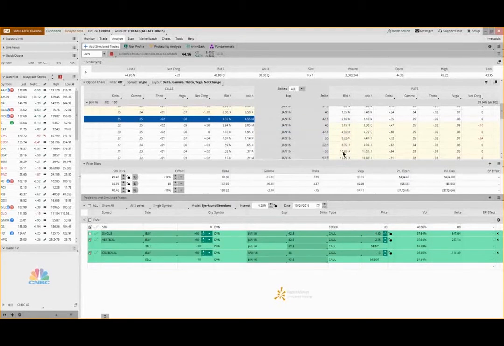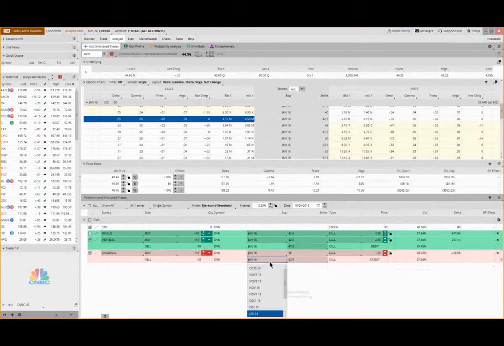put on a diagonal here. So for a diagonal, now I want to change the months here. I'm going to go back and go to November.